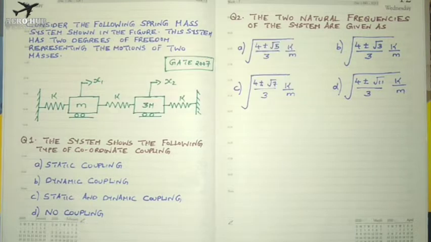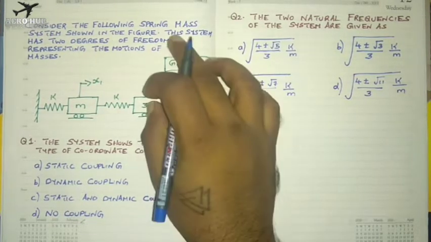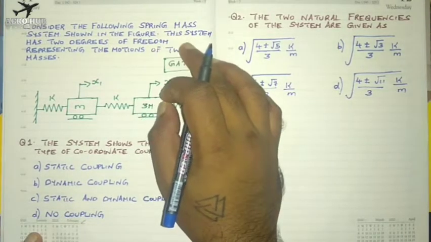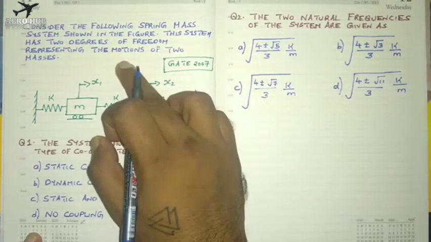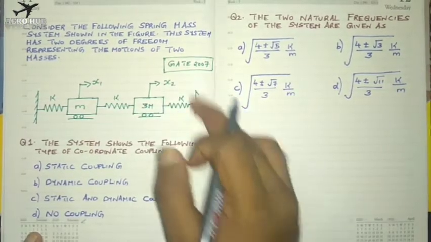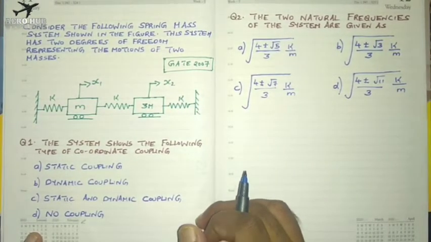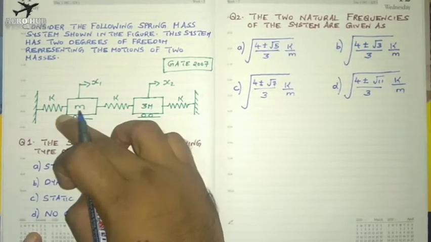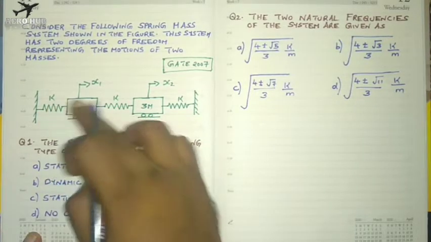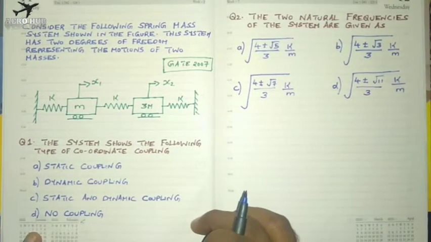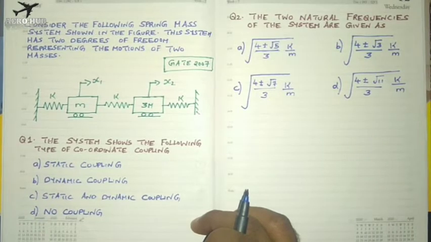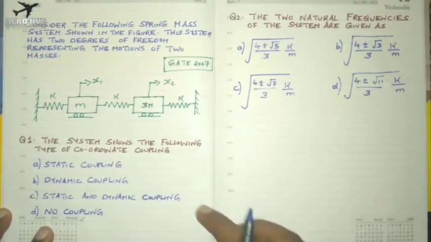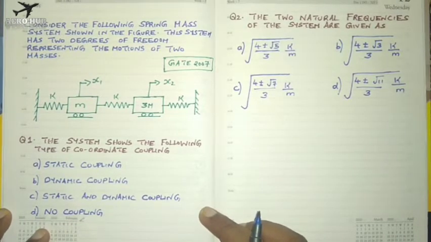This is part 2 of structural dynamics. Consider the following spring mass system shown in the figure. The system has 2 degrees of freedom representing the motion of 2 masses, and this question was asked in GATE 2007. You can see the spring mass system where m1 is m, m2 is 3m, and k1, k2, k3 are equal to k. The first question is, the system shows the following type of coordinate coupling. The options are: option A static coupling, option B dynamic, option C static and dynamic coupling, option D no coupling.